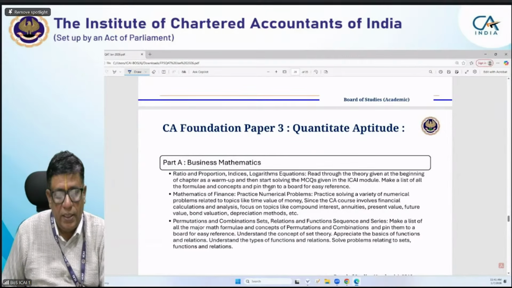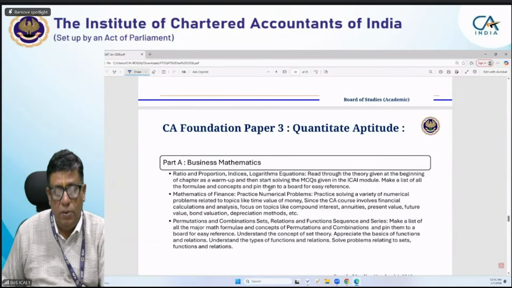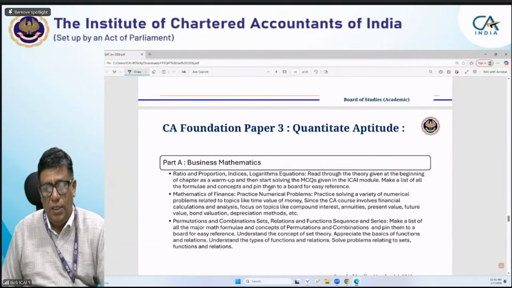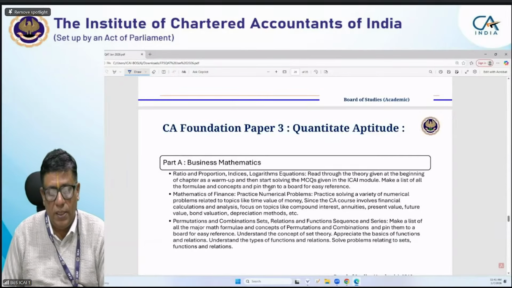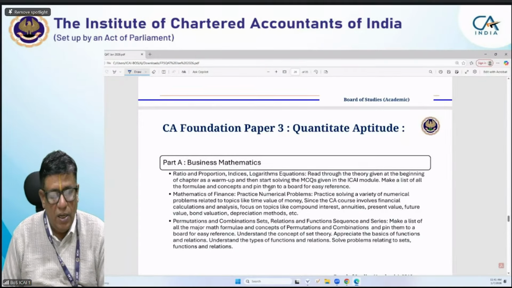In mathematics of finance, there is practice with numerical problems. It has good weightage from the examination point of view, with a variety of numerical problems, topics like time value of money. Since this course involves financial calculations and analysis, focus on topics like compound interest, simple interest, present value, future value, valuation of bonds, depreciation and its methods. Apart from that, compound annual growth rate, CAGR sums, all these are very, very important.